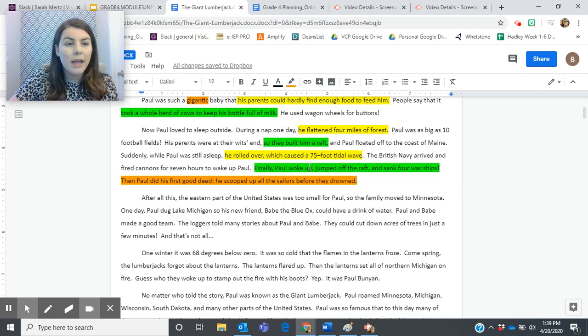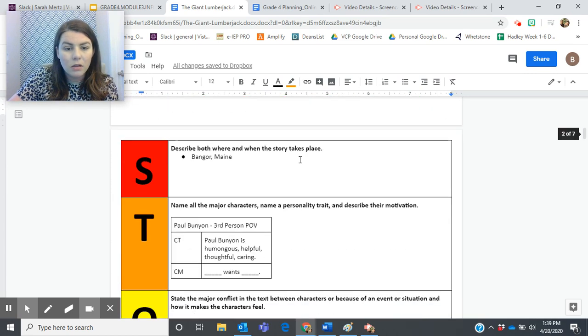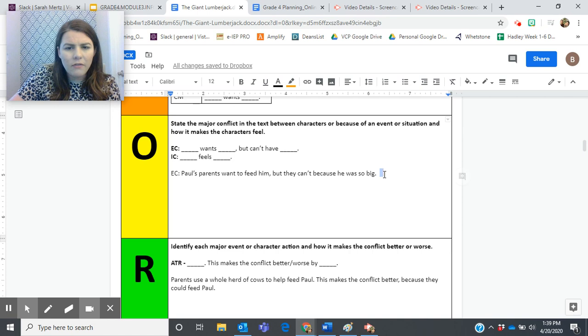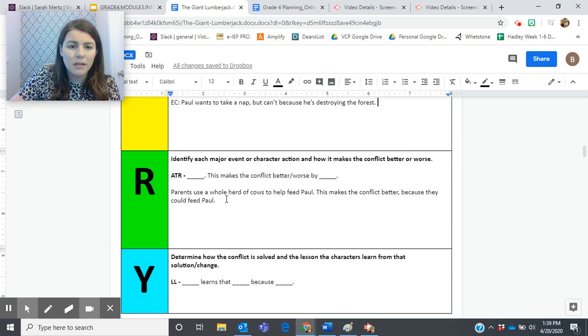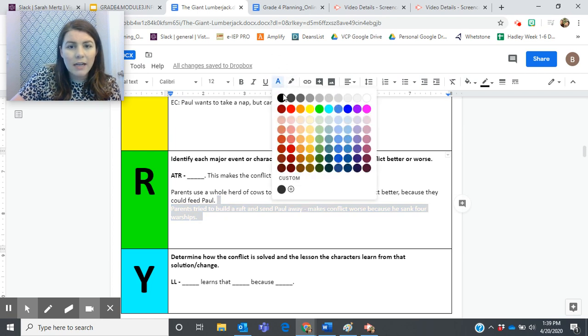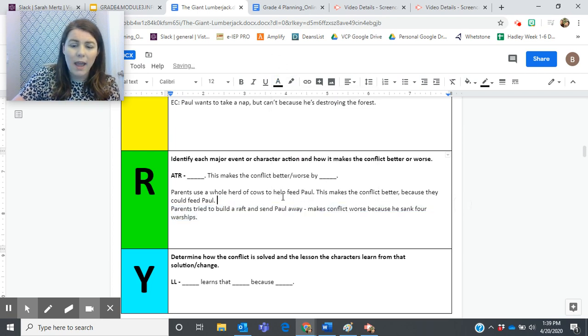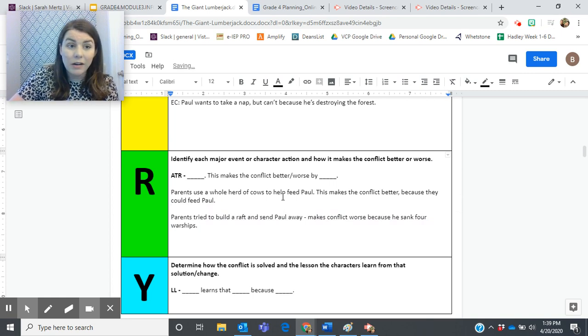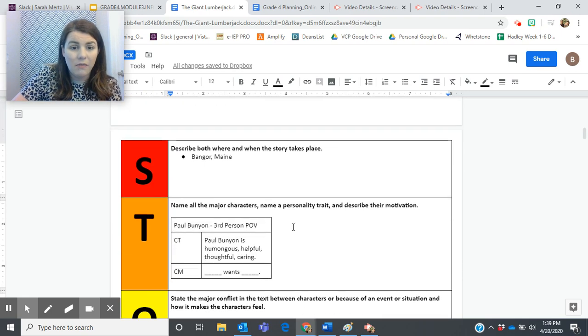So what I need to go ahead and do now is go back into my graphic organizer and fill this out. So another conflict that I'm seeing here is that Paul really wants to take a nap, but he can't because he's destroying the forest. What did we say his parents did? Well, his parents tried to build him that raft to send him away. Did it make the conflict better or worse? Well, we learned that it made the conflict worse because he sank 4 of those boats from the Navy.